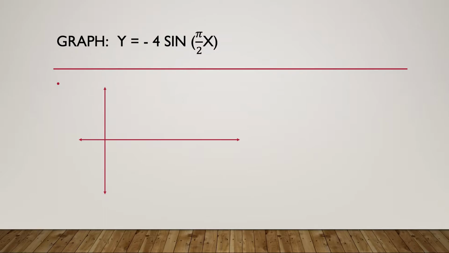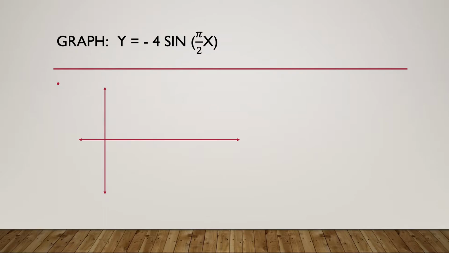We have the negative in front of the 4, which is going to cause the graph to flip. We have the 4 in front of the sine, which is going to cause the amplitude to change. And then we have the pi over 2 in front of the x, which is going to cause the period to change. All right, so if you have more than one thing involved and the period is one of those, you need to work on the period first because that's going to determine the tick marks that you're going to use.